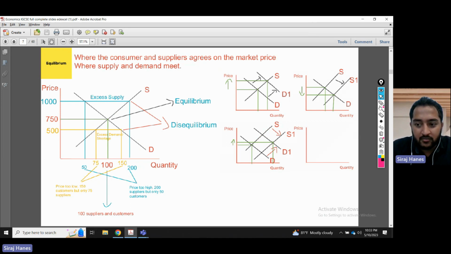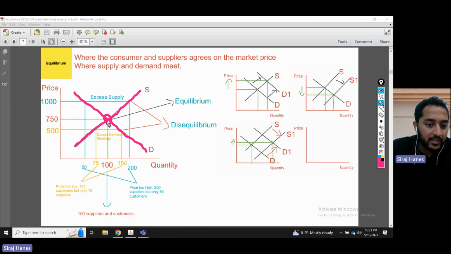Now, I've drawn a lot here, so I'm just going to draw over this and show you. We have our initial demand curve. We have our initial supply curve. The middle point where they intersect is called our equilibrium point. This is the equilibrium point. Put it in another color and use a dotted line. So equilibrium point. This is where demand and supply meet. It means that consumers and suppliers agree on the market price. In this case, 750 bucks. 100 people are buying for 750 bucks. But this is called equilibrium.